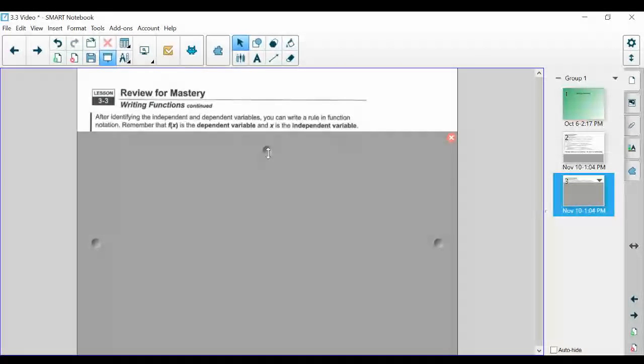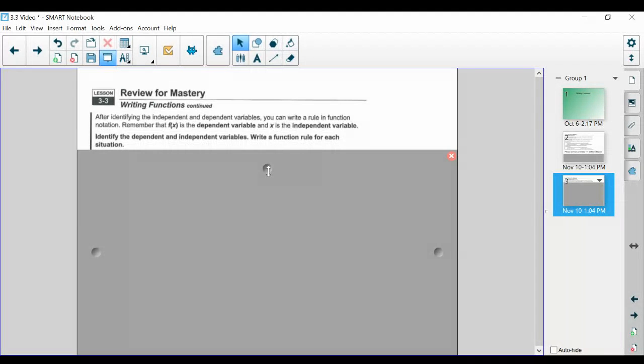So after we're able to identify the independent and the dependent variables, you can write a rule in what's called function notation. Remember that f of x, we also sometimes call that y, is the dependent variable. So the y value depends now on the independent, which is our x. So x will always describe the independent variable because that can change. That can change over time. And when you change that x value, your y value will change with it because the y value is dependent upon your x.